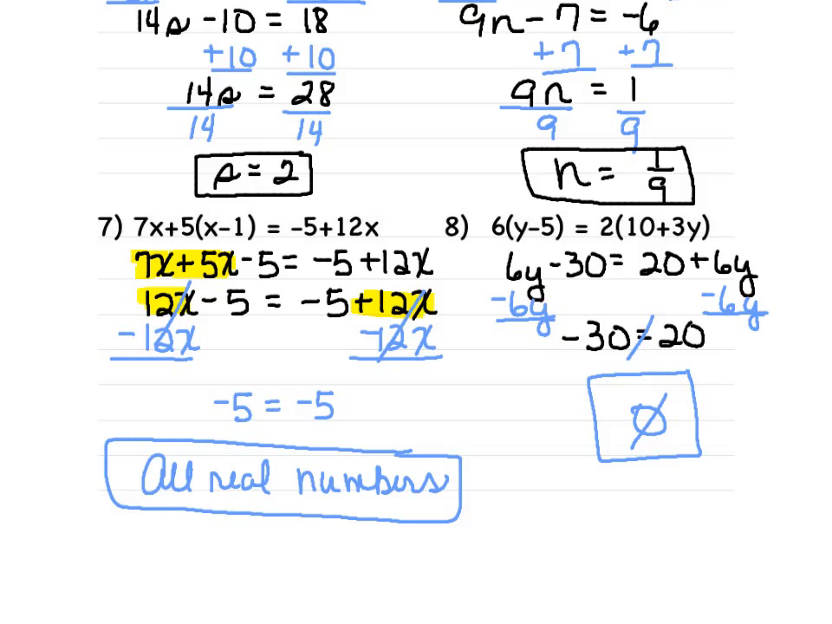All right, on number 8, the exact opposite happens. When we remove the variable term 6y, we're left with an equation that reads negative 30 equals 20, but we know that negative 30 is not equal to 20. So it is an untruth, and when that happens, then you know that there is no solution possible. There is no solution to this equation.